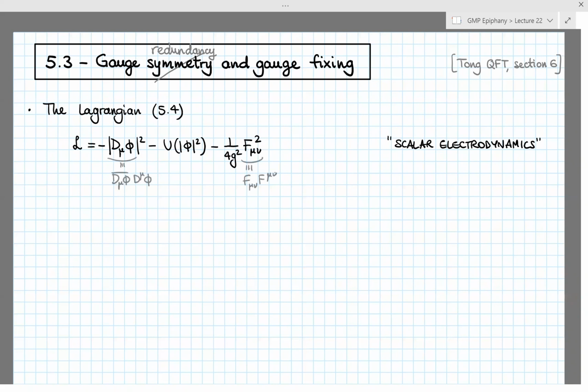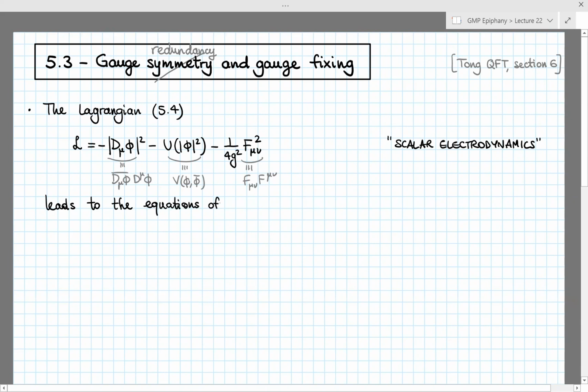And I'll also sometimes denote the potential as V of phi-bar phi, which takes the form written above when we impose U(1) symmetry. Okay, we have this Lagrangian density, and then we can find the equations of motion, which I'll denote as EOM. And these are nothing but Euler-Lagrange equations.